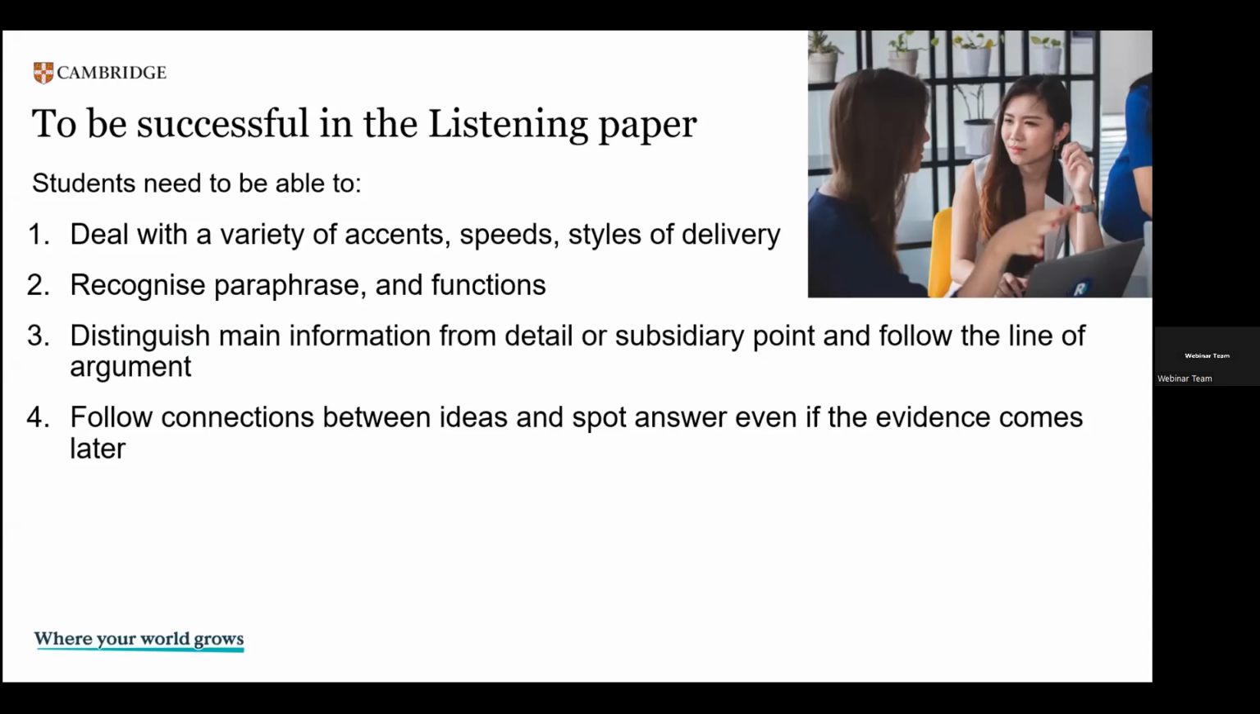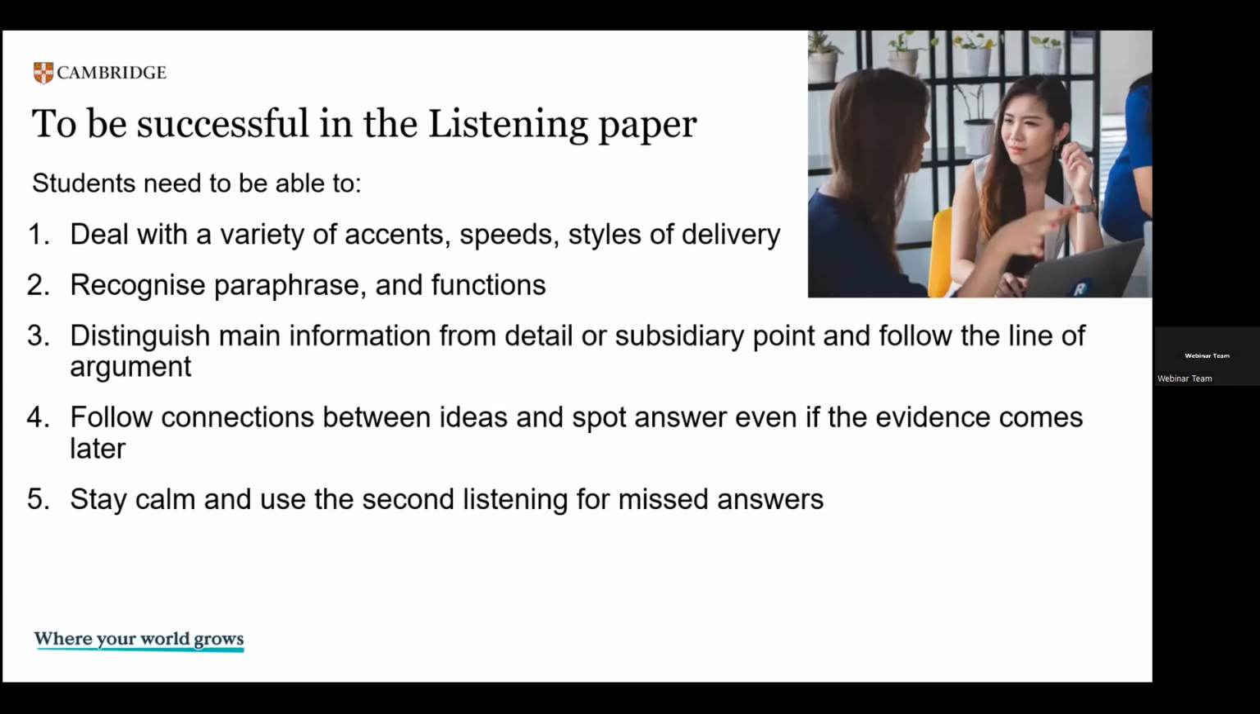You may find that you only identify what is the correct answer when you see evidence for it later. So you need to keep more of the spoken text in your head, in your memory, because it might prove to be important later. That's called backtracking, to be able to think back to a point which came before, which becomes relevant at a later point.